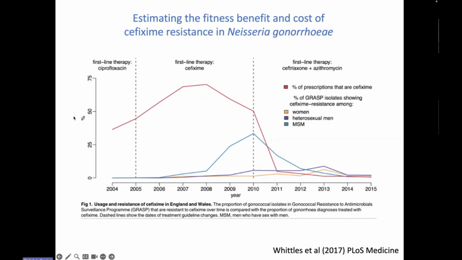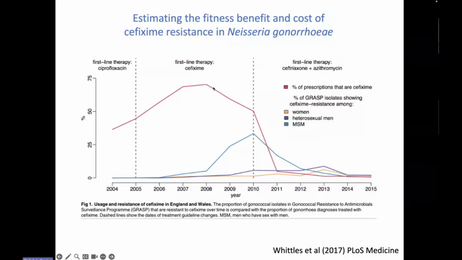But we have this problem with gonorrhea that every few years we change the antibiotic recommendation. So in 2005 they changed from ciprofloxacin to cefixime. Then in 2010 they had to switch to a dual therapy of cefixime and azithromycin. And we are really running out of options in terms of which antibiotic to recommend, because every time we use an antibiotic, a few years later, we see such a dramatic rise in the resistance because of the fitness benefit of resistance.